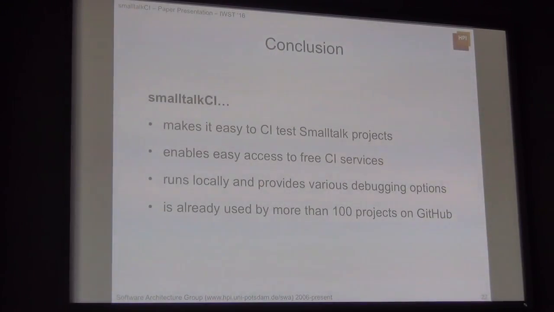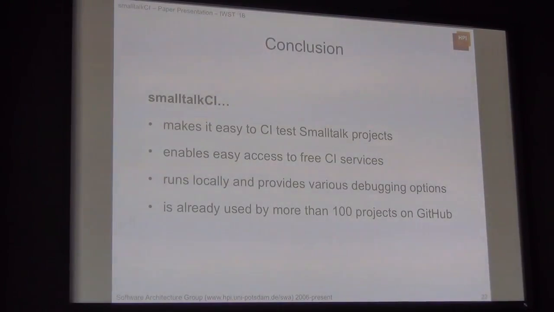So to come to a conclusion, Smalltalk CI makes it easy to test Smalltalk projects, which is especially great for cross-dialect Smalltalk projects like Trello or Seaside. I can just write my code in my favorite Smalltalk image. I can export it into the Git repository or locally, and then I can run Smalltalk CI, and it does the integration test in a different image. And this is, I think, really useful.